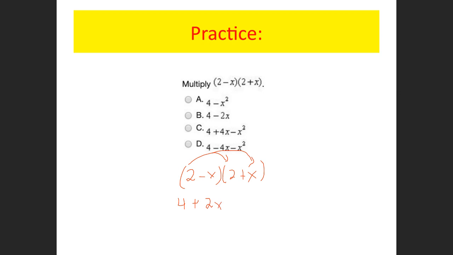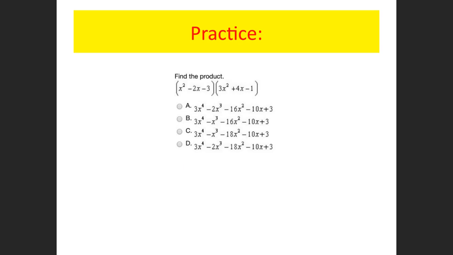Then I've got negative x times 2. Well, that's negative 2x. And negative x times x, which is negative x squared. 2x and negative 2x just cross off. So I'm just left with 4 minus x squared. So all we're doing this week, well, that's one of the things we're doing this week, is multiplying polynomials.